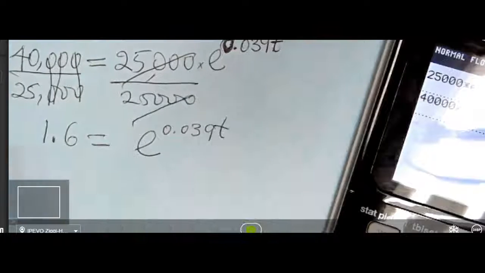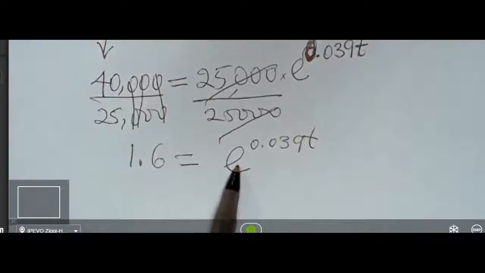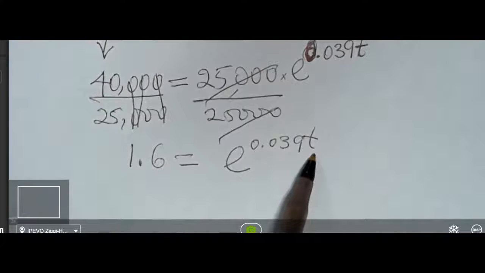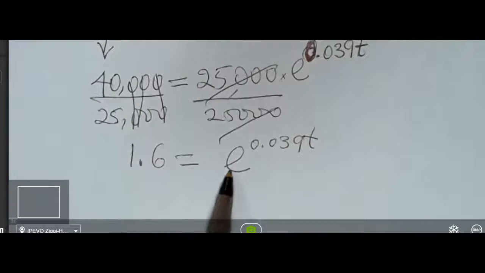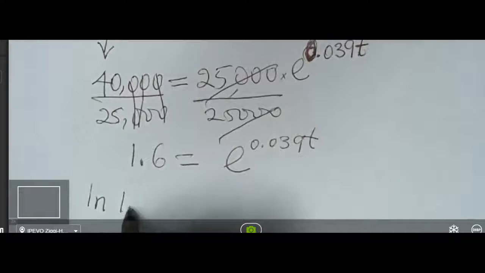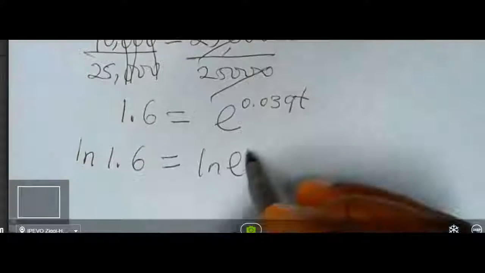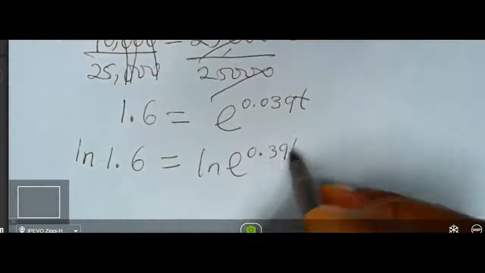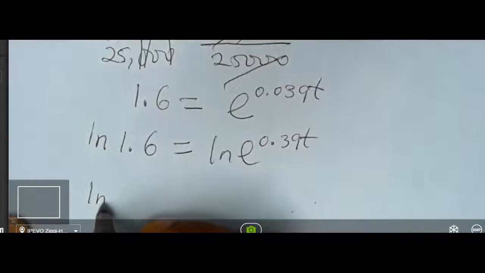All right, at this time we need to bring t down, and the only thing that can bring it down is taking the logarithm, log of both sides. Since we have the natural exponent, we want to take the natural log. So the natural log of 1.6 is equal to the natural log of e to the 0.039t. So t comes down.